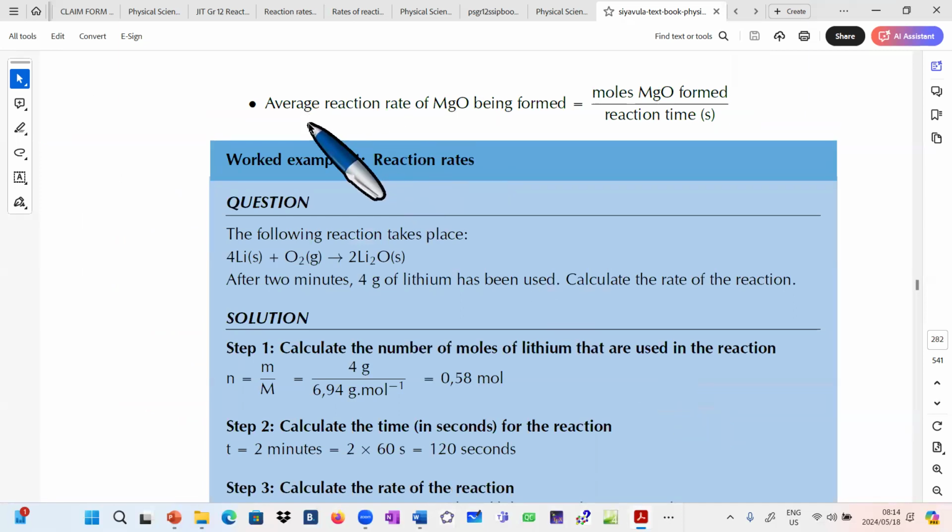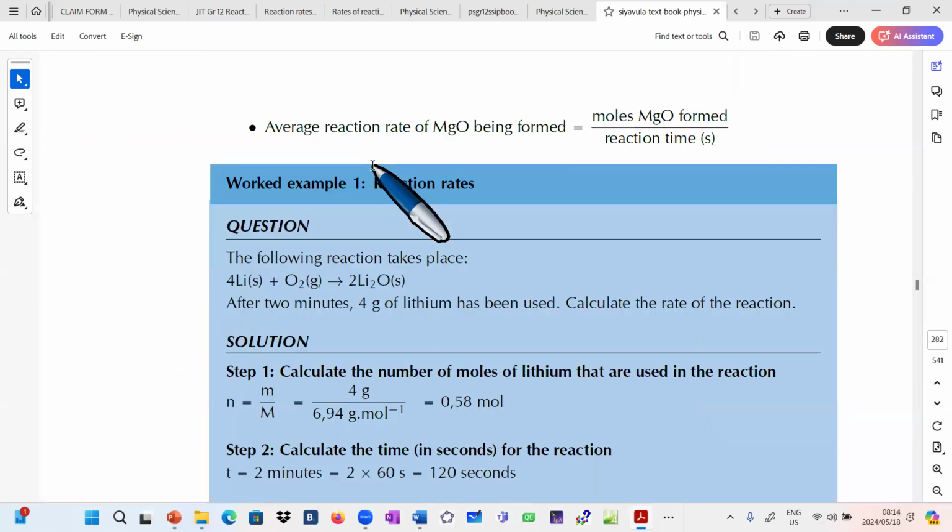Alternatively, instead of looking at the reactants, which are magnesium and oxygen, we can look at the average reaction rate of the product, which is the average reaction rate of magnesium oxide being formed, which equals the moles of magnesium oxide formed divided by the reaction time in seconds. So we can look at the product that is being formed. To calculate the average reaction rate of magnesium oxide being formed, we look at the moles of magnesium oxide formed divided by the reaction time in seconds.